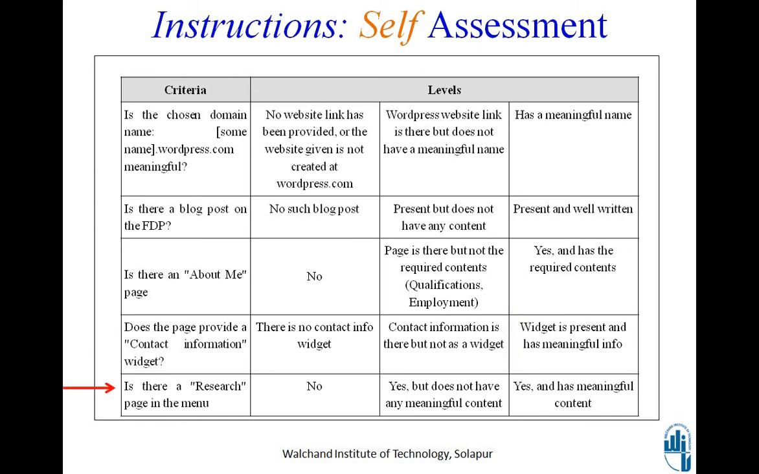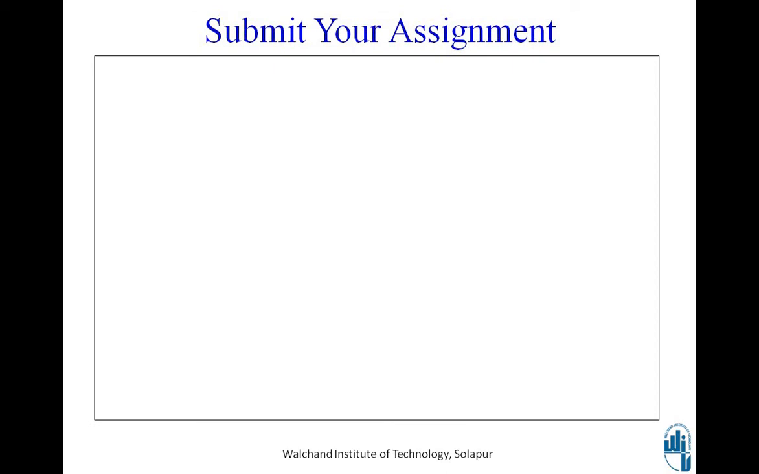Last criteria is, is there a research page in the menu? If no, it's the worst. Again, instructions are violated. Second possibility, yes, but it does not have any meaningful content. And third, which is the required condition, yes, there is a research page and it has meaningful content. If all these things are present, then you can submit your assignment.